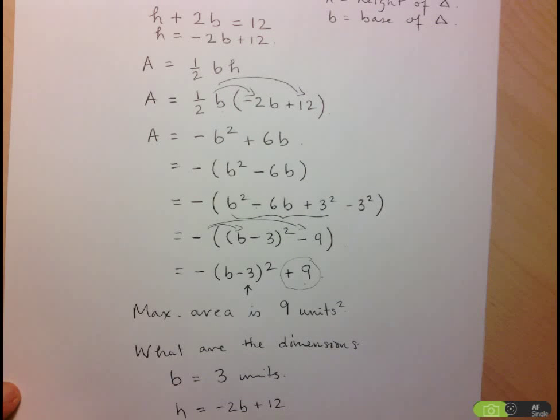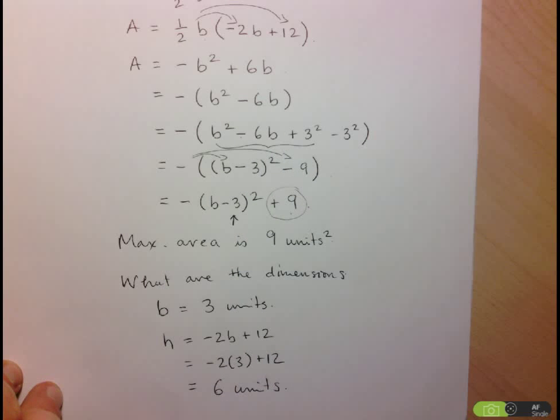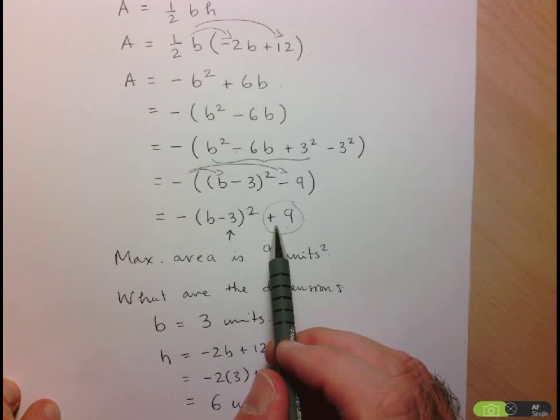Okay, so there we have it. The dimensions of the triangle that give us the maximum area is a base of 3 and a height of 6, and the actual maximum area is 9.